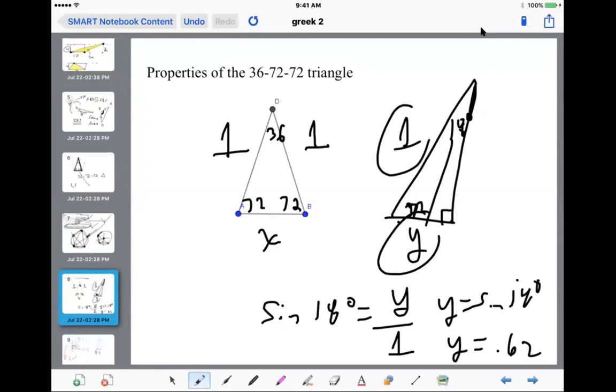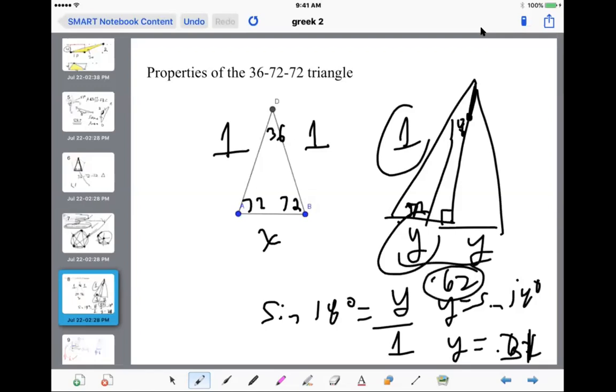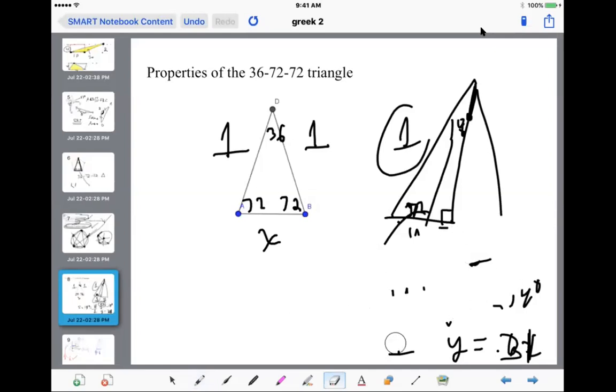Oh, it wouldn't be 0.62, sorry. It would be 0.31 or something. But then we'd have to double it because there were two of them there, and then it would become 0.62. So you could use trigonometry for it, but that's not how Euclid did it. Euclid did not have trigonometry. Trigonometry was not invented until about 400 years later.